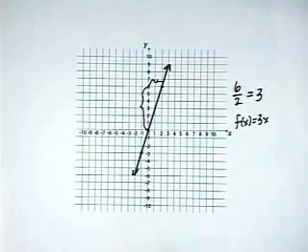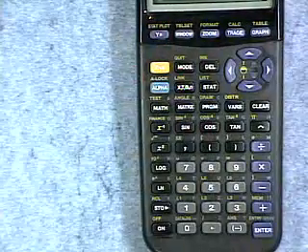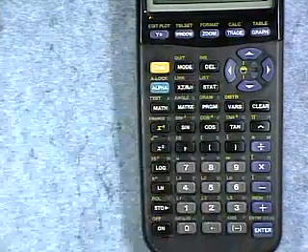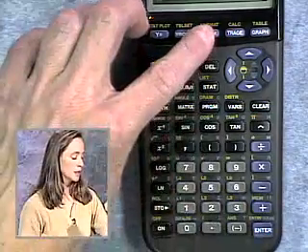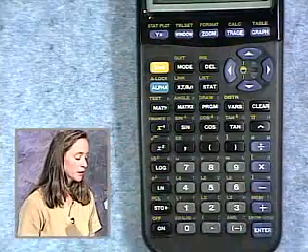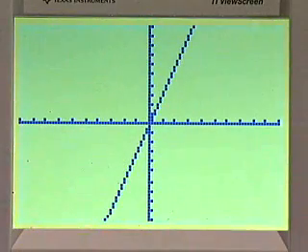Let's check this, or support our answer, with the graphing calculator. In the y equals section of your graphing calculator, put in 3x. Again, just in the interest of time, let's zoom 6 and take a look at the graph. This graph looks just like what we drew by hand. This is the graph of the linear function 3x. Slope 3, x and y-intercept 0.